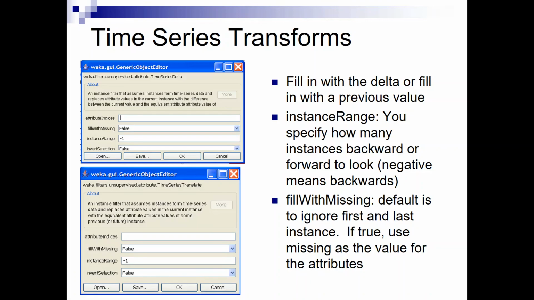Then finally, invert selection refers to the set of attribute indices. Let's say you have like 50 attributes and you want to do the transform on 48 of them. You don't want to list all 48. So you might list the 2 in attribute indices that you don't want to do the transform on, and then make invert selection true. Then it will pick the 48 that you didn't list. And so that allows you a kind of shorthand.